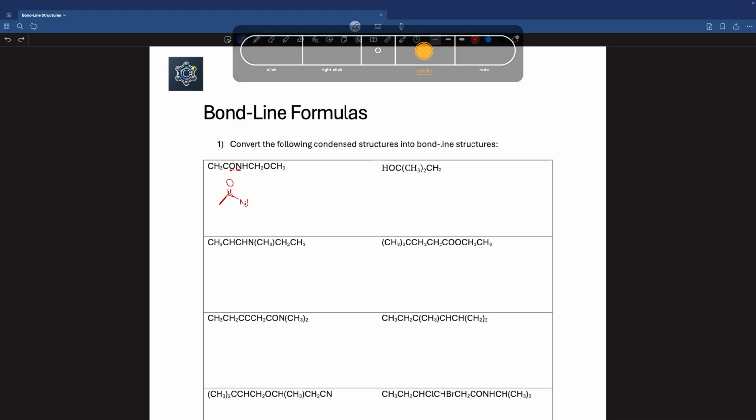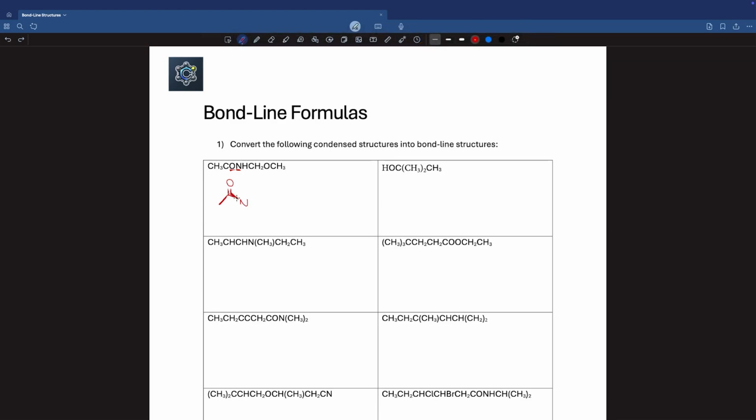So we'll redo that and have nitrogen connected to the carbon. There's a hydrogen connected to the nitrogen, a very literal representation. And then we have CH2, right? Try to keep that zigzag orientation. CH2, and then another O, so maybe draw another O, and then a CH3.